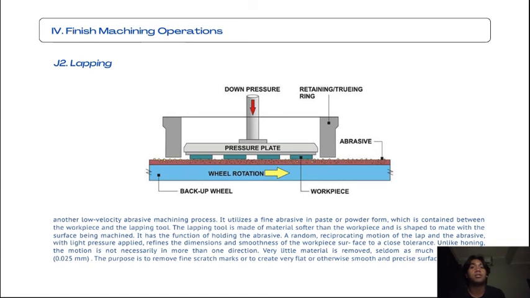This refines the dimensions and the smoothness of the workpiece surface to close tolerance. Unlike honing, the motion is not necessarily in more than one direction, so very little material is removed, seldom as much as 0.025 mm, and the purpose is to remove fine scratch marks or create a very flat or otherwise smooth and precise surface. The process is also used to provide a very close fit between mating surfaces. Flat, cylindrical or spherical surfaces, or those of special shape, can be processed with this method.